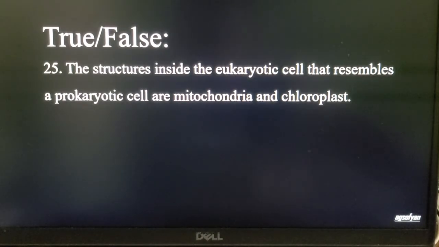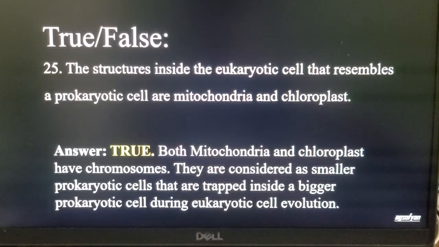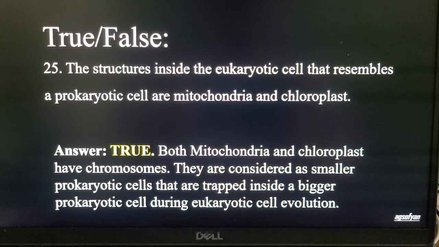Okay, number 25. The structure inside the eukaryotic cell that resembles a prokaryotic cell is mitochondria and chloroplast. True or false? Choose your answer. Yes, it is true. Remember the theory of evolution of eukarya. Eukarya is the cell that has a nucleus and many organelles, including animal cell, protista cell, protozoa, algae, plant, fungi. They all have a nucleus plus many organelles.